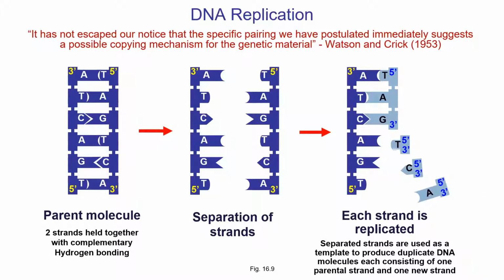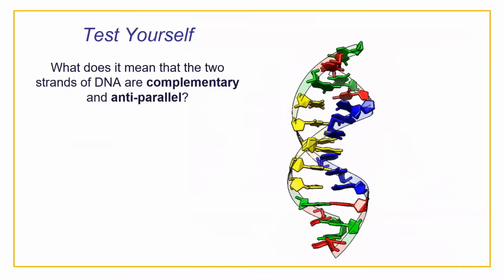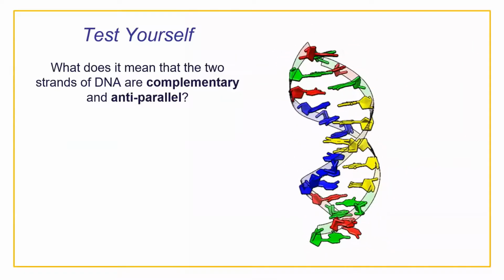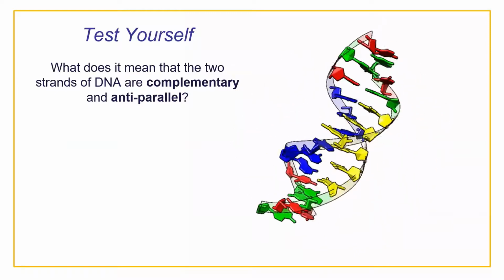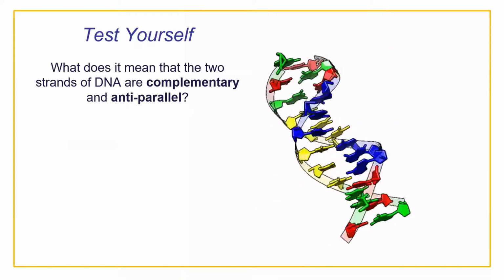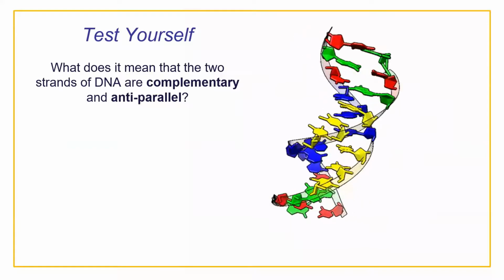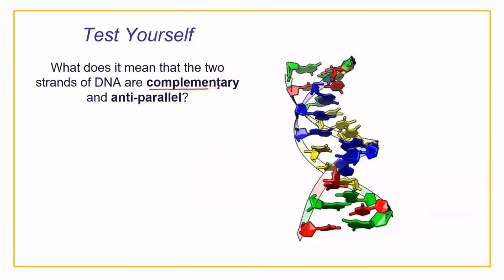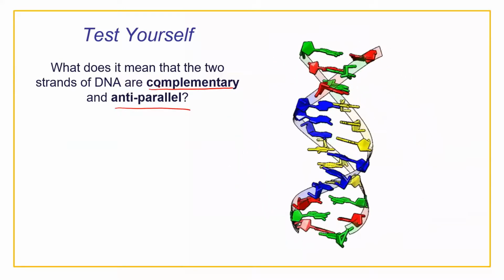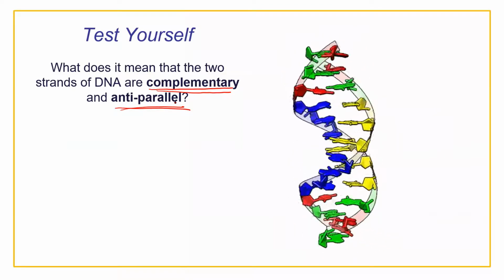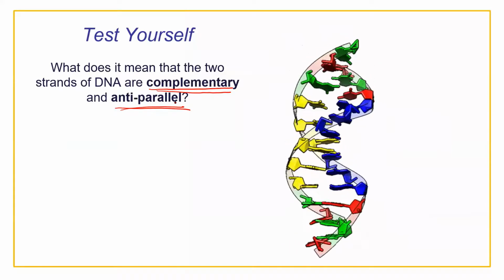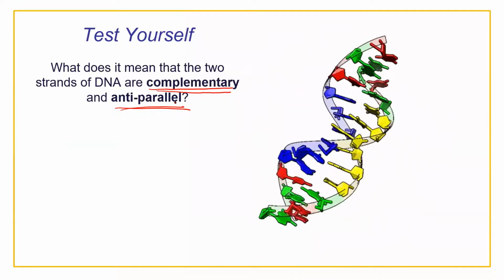And so there's a few things to discuss before we get into all the details. The first thing to discuss is, what does it mean that the two strands of DNA are complementary and anti-parallel? Okay, so two things to consider. And this is a good exam question, by the way. So let that be a hint, something I've considered in some years. So what do those two things mean?